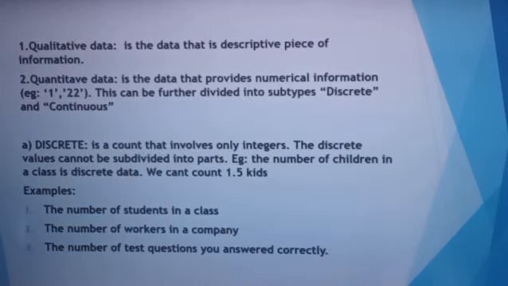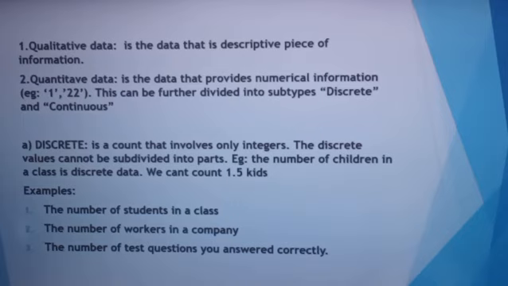What is qualitative data? It is the data that is a descriptive piece of information. Quantitative data is the data that provides numerical information. Example, 1, 22. This can be further divided into subtypes as discrete and continuous.